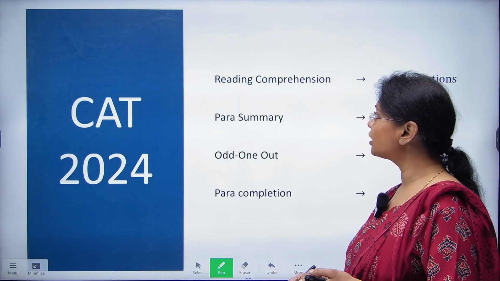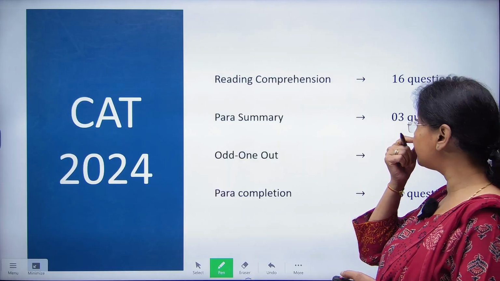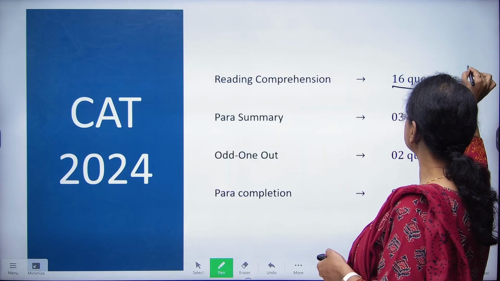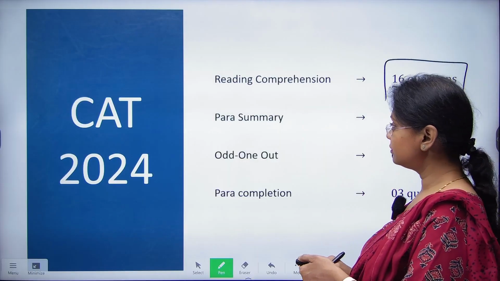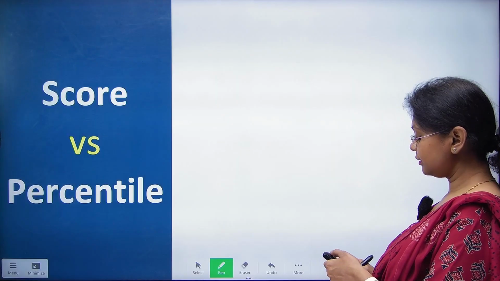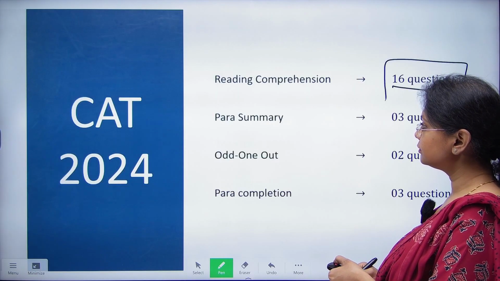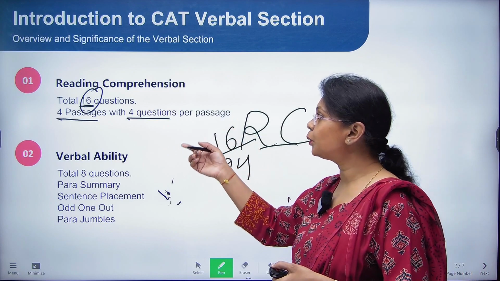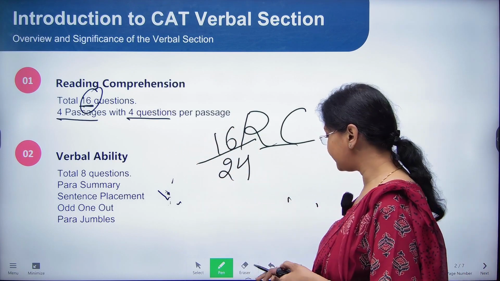Let's talk about this part here, which is reading comprehension. It gives you a total of 16 questions. Let's look at this part here.